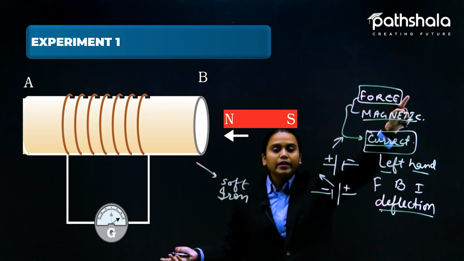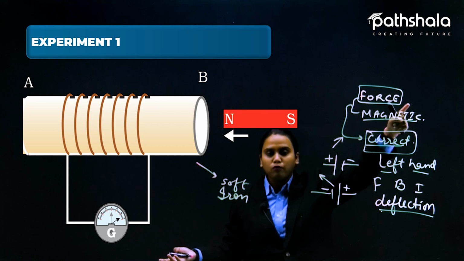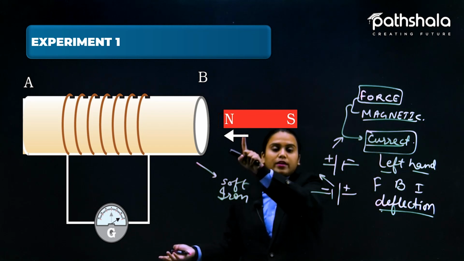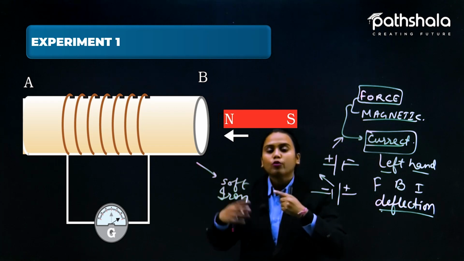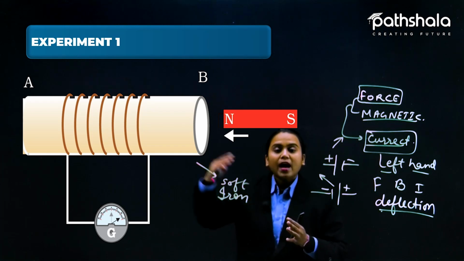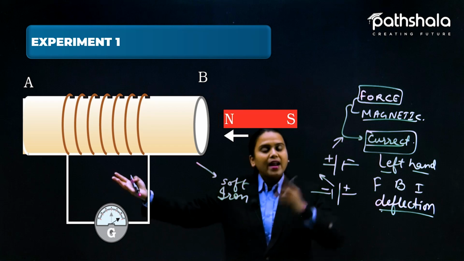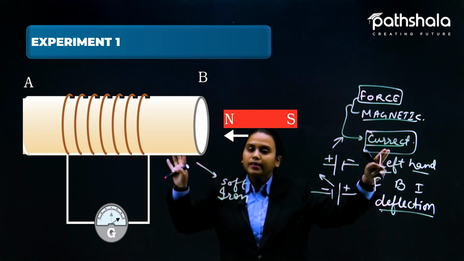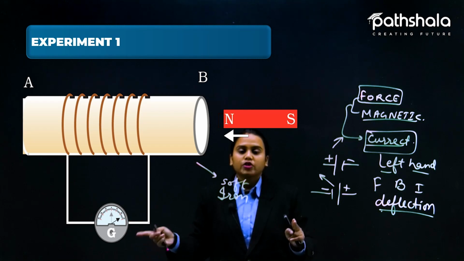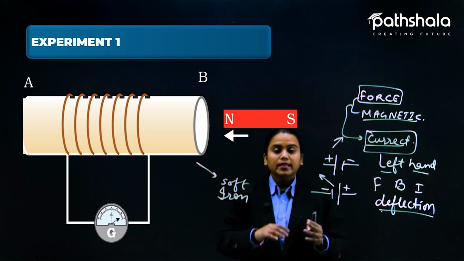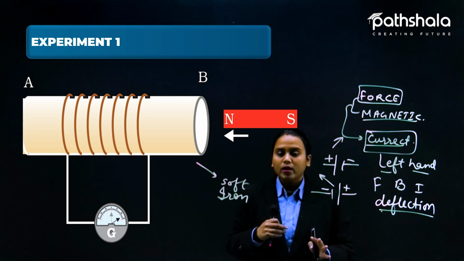you are producing motion with the help of force, and this is going to change the magnet, because this is a magnet, so magnetic fields are going to change in contact with this coil, and that is going to produce the third thing, that is current. Now you will see that there will be the deflection in the galvanometer. So this is what experiment 1 is showing.